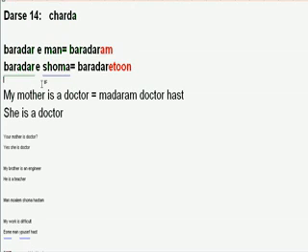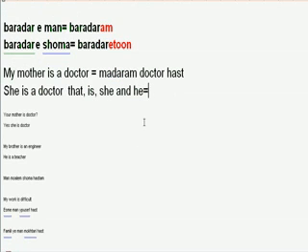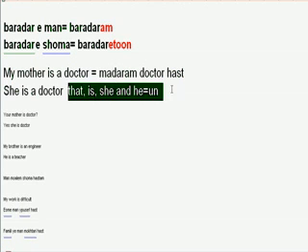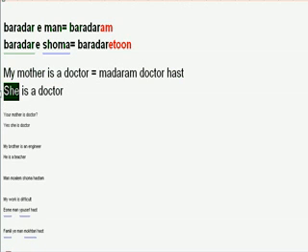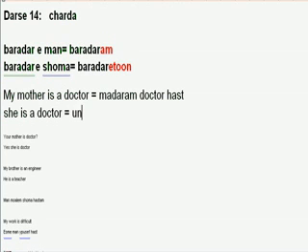Okay, as you know, in lesson 11 we have had this form. I've taught you that she and he, all these pronouns can be translated as un in Farsi. If you have forgotten it, please get back and review lesson 11. Okay, so we have she means un. She is a doctor. She is means un, doctor means doctor, and is means hast. It's un doctor hast.